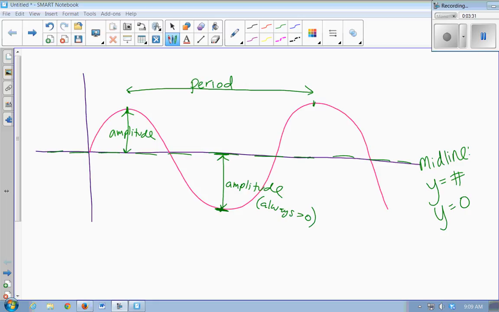Frequency, don't worry about frequency. It's related to the period. The period is the length of one full wave. The frequency, I think, is the number of full waves you can fit in 180 degrees or 360 degrees, something like that. I can't remember. Don't worry about it. We're always going to talk about the length of a wave in terms of its period as opposed to its frequency.